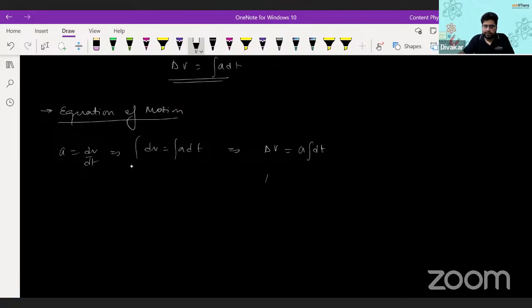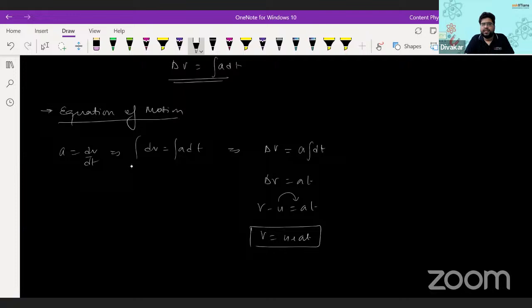So this becomes delta v is equal to a times t, and delta v is what? Change in velocity. So change in velocity is v minus u, that can be written as at. This you can take to the other side, so v becomes u plus at. So this is what you call the first equation of motion, which you may already be knowing.